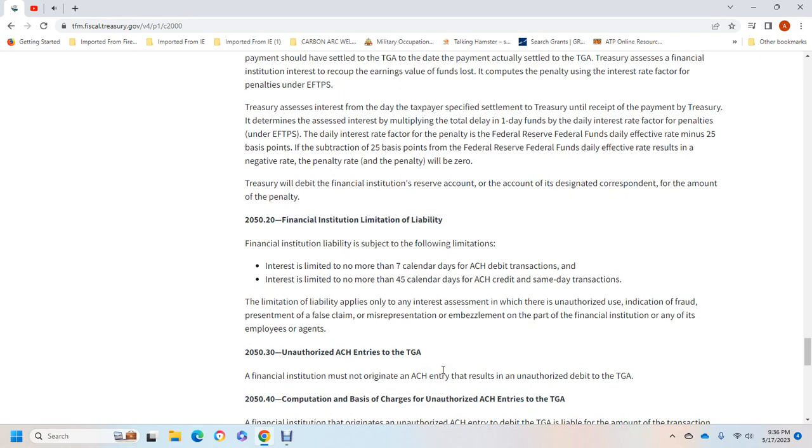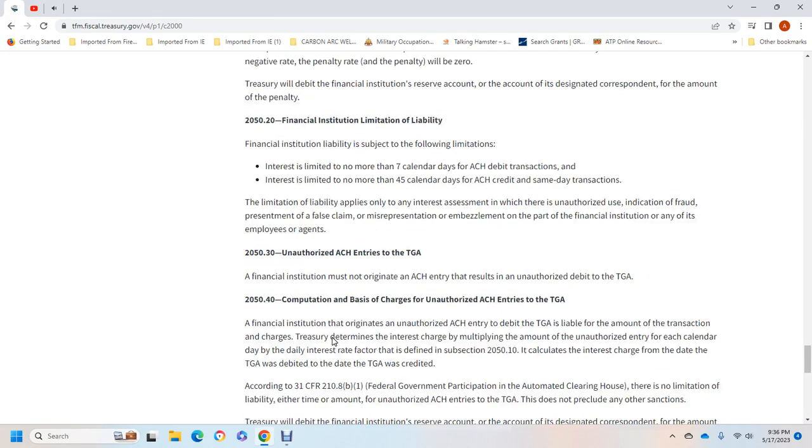Alright, 2050.20, financial institution limitation of liability. Financial institution liability is subject to the following limitations. Interest is limited to no more than 7 calendar days for an Automatic Clearinghouse debit transaction. Interest is limited to 45 calendar days for an Automatic Clearinghouse debit in the same day transaction. The limits on liability do not apply to any of the interest assessments in which the authorized indicate fraud, payment, presentment of a false claim, misrepresentation, or embezzlement on the part of the financial institution or any other employees or agency.